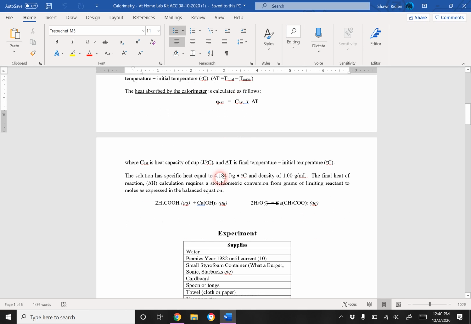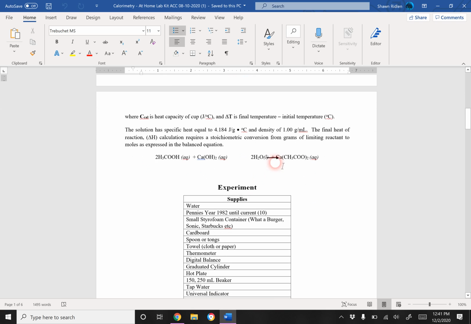Moving on. The solution, and this is going to be water, has a specific heat equal to 4.184 joules per gram degrees C, and density of 1 gram per ml. That's simply because we're referring to water. If we're using a different substance, these values would be different. And the final heat of the reaction, delta H. Actually, we will skip over that sentence because it has more to do with the actual chemical reaction rather than the pennies reaction. So let's just move on from that.